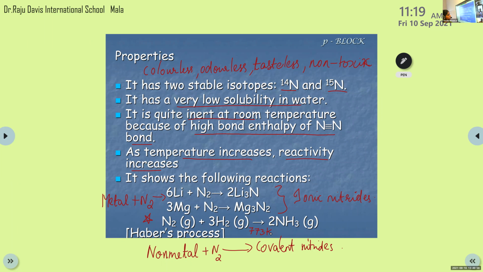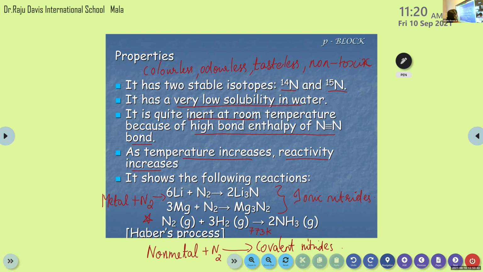Nandana, can you please read the points about the properties? Properties: it has two stable isotopes, N14 and N15. It has very low solubility in water. It is quite inert at room temperature because of the high bond enthalpy of the nitrogen triple bond. As temperature increases, reactivity increases. It shows the following reactions: 6 Li plus N2 gives 2 Li3N. 3 Mg plus N2 gives Mg3N2. N2 plus 3H2 gives 2 NH3, Haber's process. Okay. Shall I move to the next slide, children?